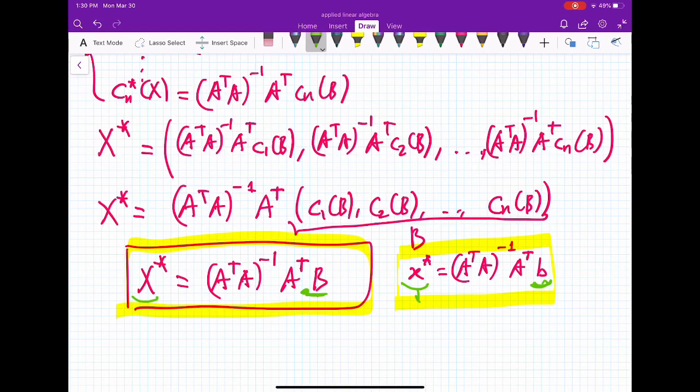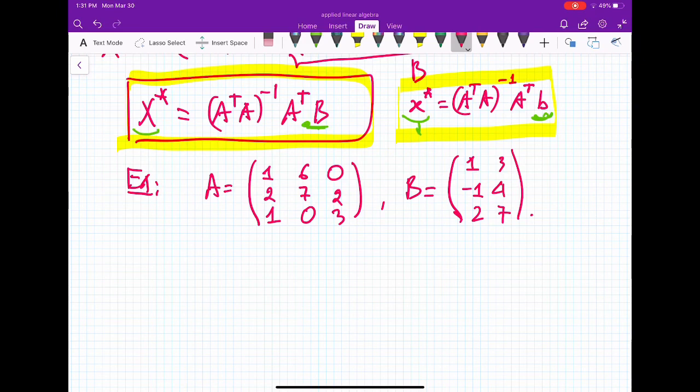Make sense? Let's consider the following example. You have A equal to the matrix with rows 1, 6, 0; 2, 7, 2; 1, 0, 3, and B is 13, negative 14 and 27. First, let's check that all columns of A are linearly independent, right?